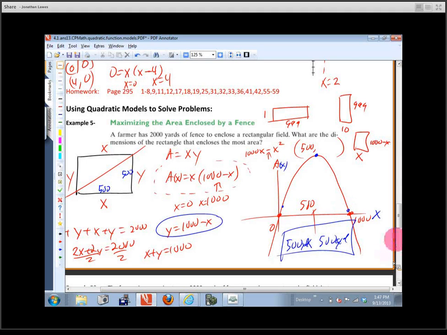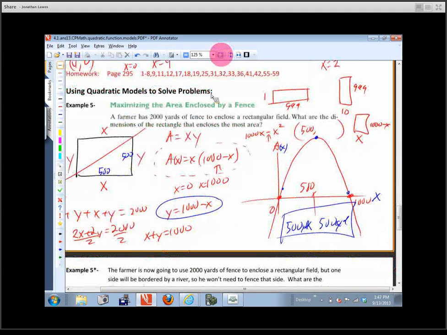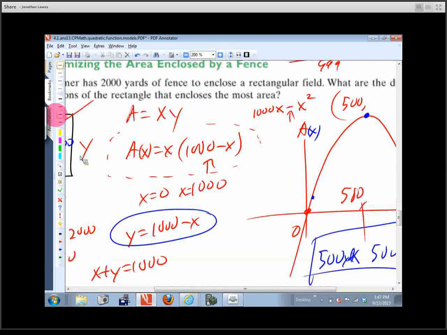Okay. Don't write this down, I just want you to watch. I'm going to take this one right here, and I'm going to write it like this. Negative x squared plus 1000x plus 0. And I'm going to figure out where the vertex is. A in this problem would be negative 1, B in this problem would be 1000, and C in this problem would be 0. If you plug that into the quadratic formula, you'll get the two intercepts of 0 and 1000.